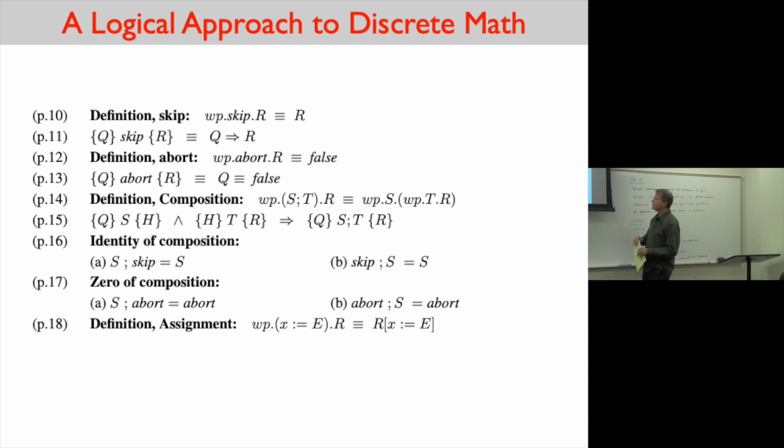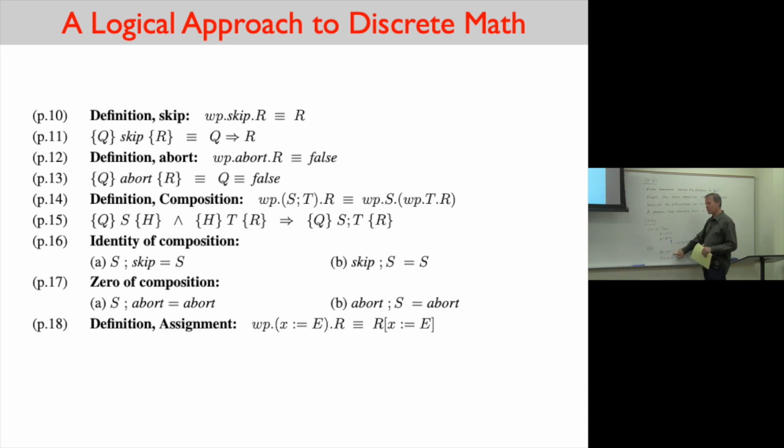All right, so now let's get back to P.14. P.14 is called the definition of composition. Now look at the weakest precondition. What do we have for the statement part of the weakest precondition? We have S, semicolon, T. That semicolon separates S and T. Notice that there's not a semicolon after the T. S is a statement, T is a statement, and the semicolon is in between them.